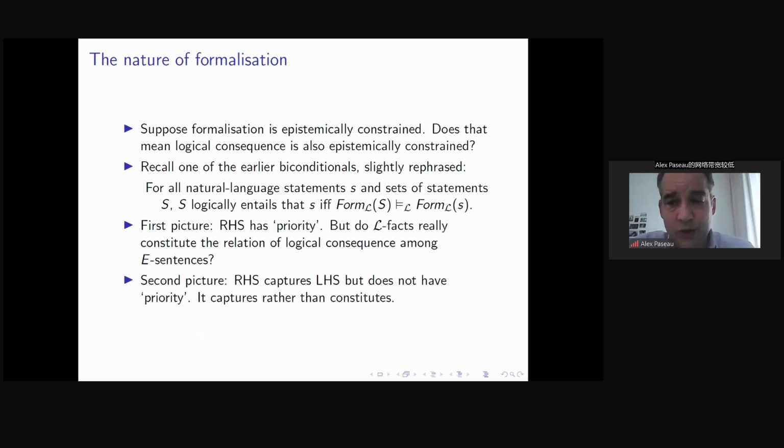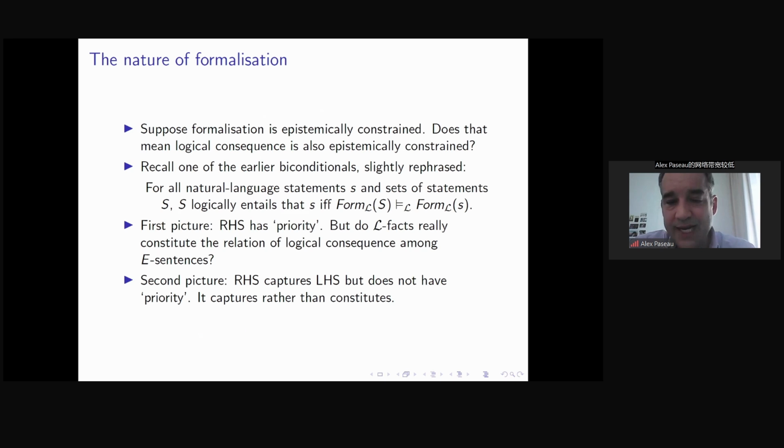But I find that a difficult picture to accept, an unpalatable picture, because it's hard to accept the idea that L facts really constitute the relation of logical consequence among E sentences. It's hard to think that somehow the formal language facts are the ones that are really underpinning, that actually constitute, ground the English validity. You might explore that further, but I think that's an unappealing picture.